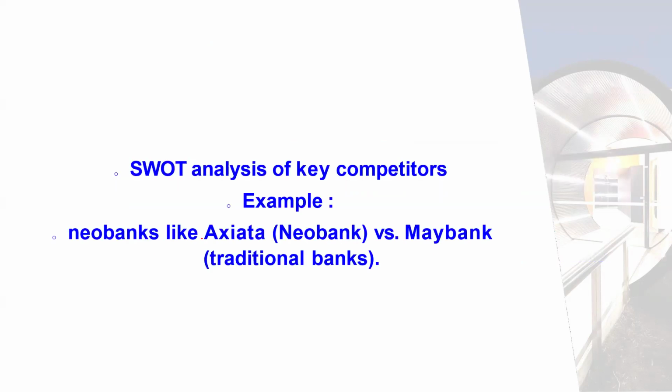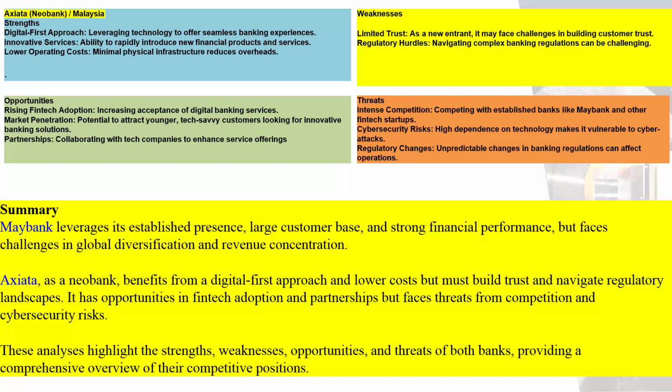Now, this is an example which I did for Maybank and for this new digital bank, which has been licensed within the five banks in Malaysia. So this process, you can do it for Maybank, which is well known, and do it for Axita, and then compare among them later on. In this analysis, I just take Axita Bank and try to analyze it, and then I take the information and make a summary about the two banks and show what that SWOT analysis reflects.